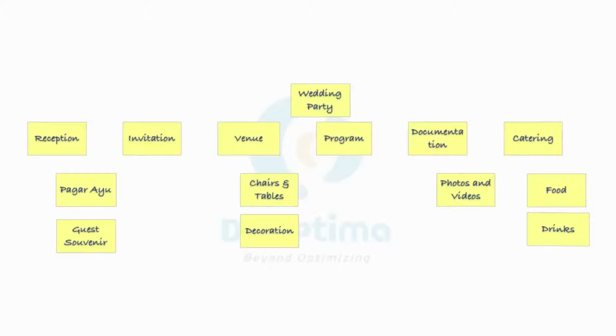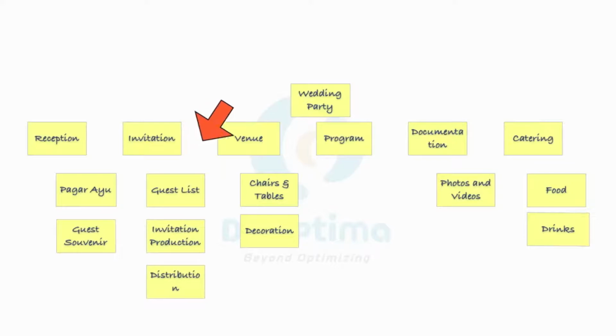Some of the major deliverables have not been decomposed yet. We need to find out their constituents. Invitation: we need to have a guest list first. Then, we have to print the invitation. The last deliverable would be the distribution.